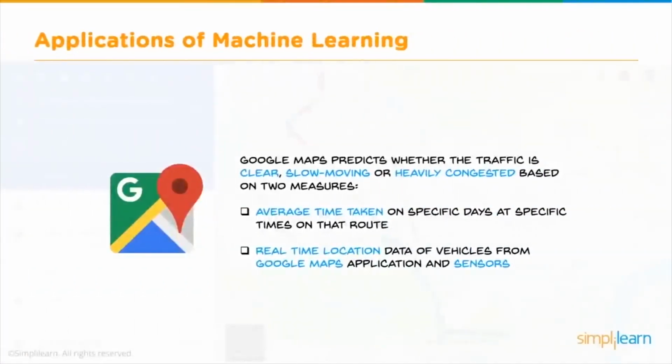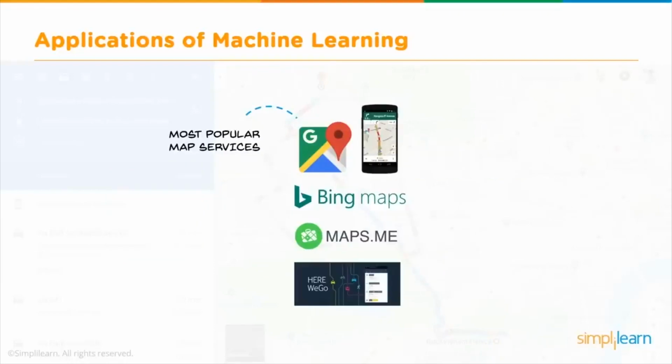So how exactly is Google able to tell you that the traffic is clear, slow moving or heavily congested? This is with the help of machine learning and with the help of two important measures. First is the average time that's taken on specific days at specific times on that route. The second one is the real-time location data of vehicles from Google Maps and with the help of sensors. Some of the other popular map services are Bing Maps and Maps.me.